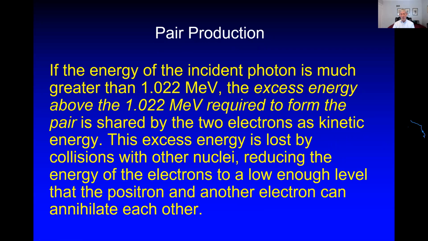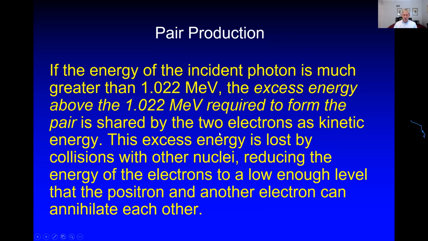But what if it's not 1.02? Maybe it's a lot more. Maybe it's 3 or 4. The excess energy above 1.022 is shared equally by the two electrons as kinetic energy. So if we're at 5.02 instead of 1.02, then these electrons would be ejected with a lot of kinetic energy. If this were exactly 1.022, the two electrons would be formed. They would have no excess energy. The positron would annihilate right away.